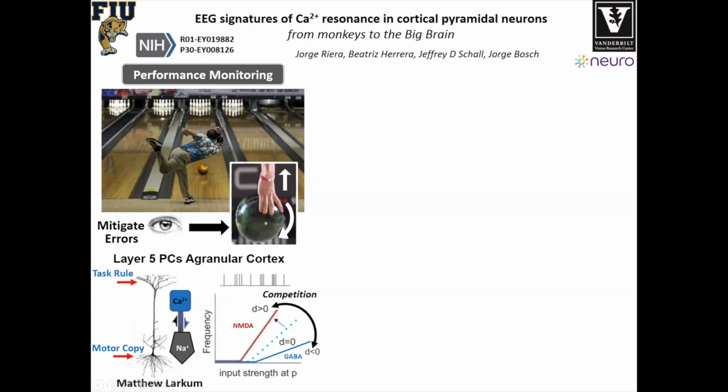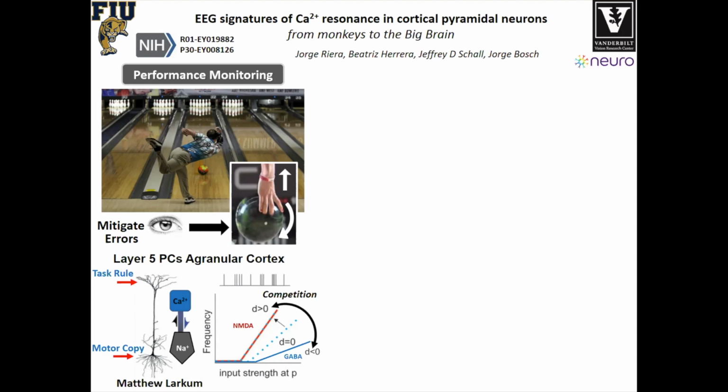Okay, so one of the mysteries that we still don't know is how the cerebral cortex processes top-down experience information and bottom-up sensory information to produce actions. And one of the most important paradigms is performance monitoring, in which you have, for example, visual information and information coming from your experience that is reflecting task rules. And then, based on mitigating errors, you have to perform a specific motor action.